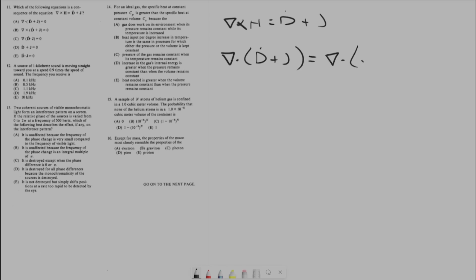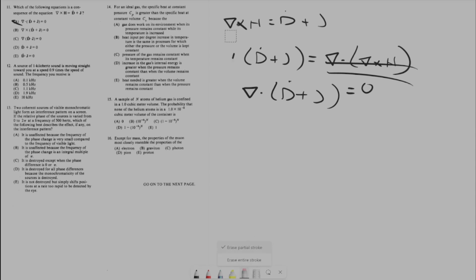But if we end up taking the divergence of a curl, that is going to drop to 0. So it looks like I kind of got lucky, and A is the answer. So that was nice and easy. You just have to remember the rule about gradients and curls.